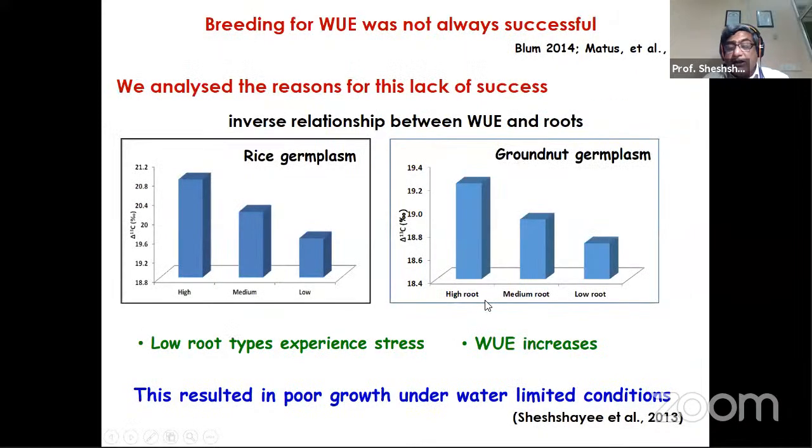And we wanted to check if increasing the water use efficiency would generally improve the productivity. And in large germplasms of both rice and groundnut, we showed that the low root types will have higher water use efficiency because they are stressed under the field condition because of the low root system.